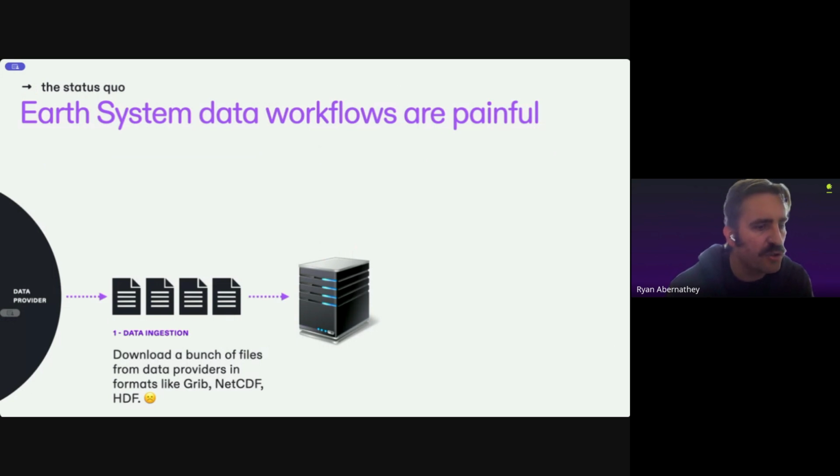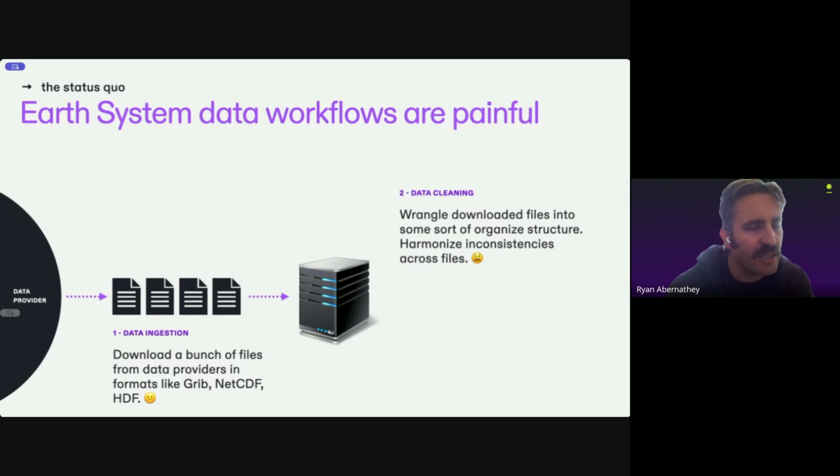So we're getting data distributed from the data providers in formats like GRIB, NetCDF, or HDF, and we're having to download all of those files. Then we have to clean and organize those files into some sort of analysis-ready dataset that we can actually use to do our work. And that is a very slow and time-consuming process in itself, also very frustrating.